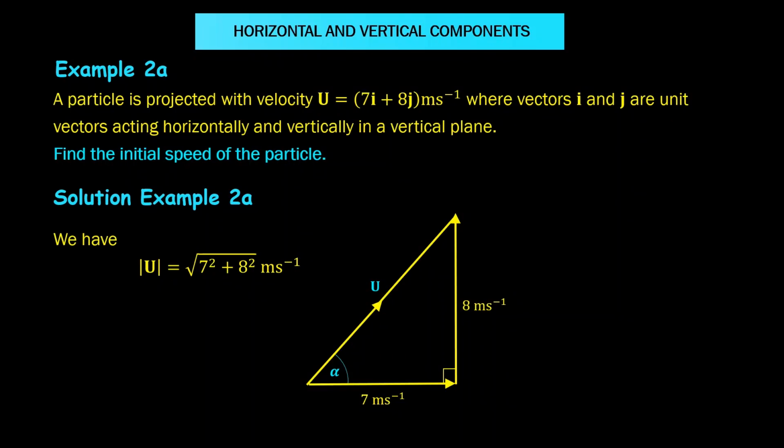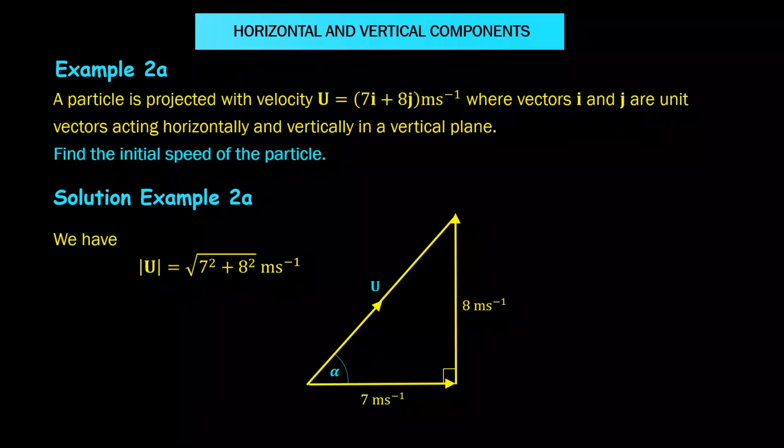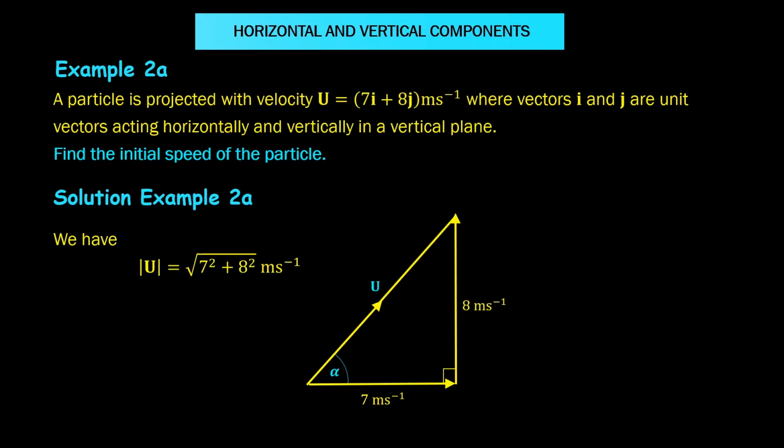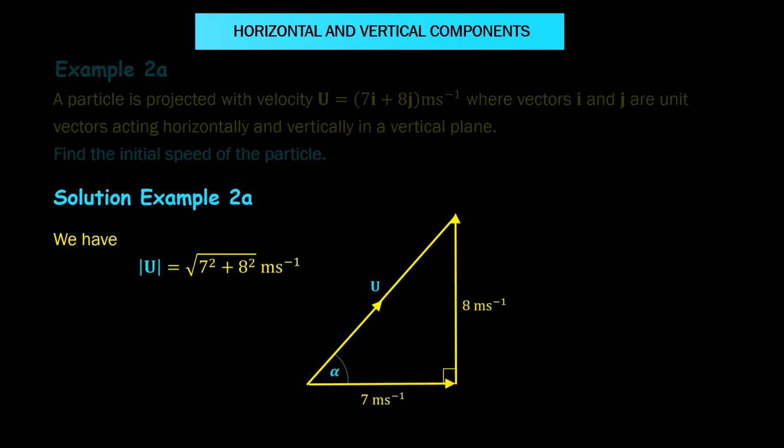Now using Pythagoras, we can find mod u. This equals the square root of 7 squared plus 8 squared, which is equal to the square root of 105 meters per second.